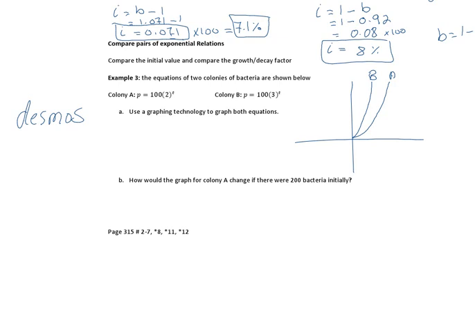Okay, how would the graph for colony A change if there were 200 bacteria initially? You know what, let's write some things right here. Give me a second. Right in here. P equals.